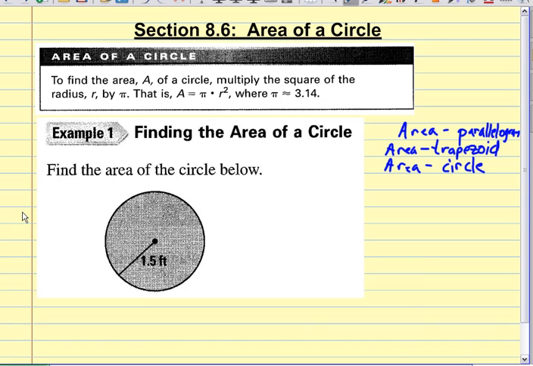But pi also helps us with finding the area of a circle. The formula for the area of a circle is pi, and we're always going to use 3.14 in this class. The area is pi times the radius squared. So find out what the radius is and square it.